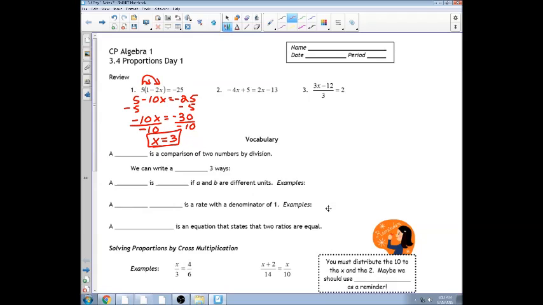The other way you could have done that is you could have divided by 5 to start with. That would have left you with 1 minus 2x on the left equal to negative 5, and that still would have worked out. Okay? Let's look at number 2.